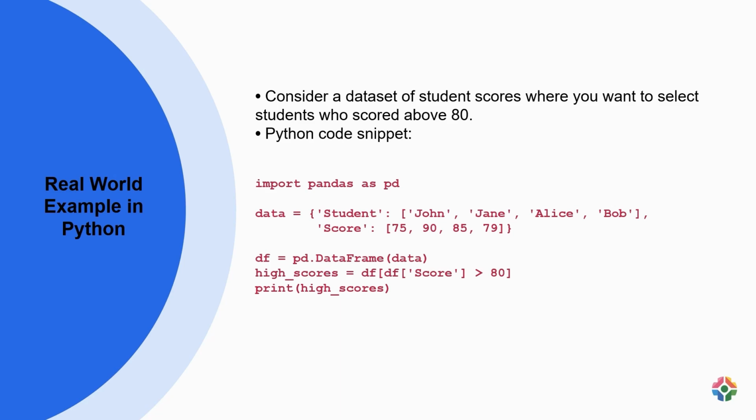Example: in a school setting, if student scores are stored in a CSV file, the above Python code can be employed to identify and list students who have scored above 80, aiding teachers or administrators in recognizing high-achieving students efficiently.